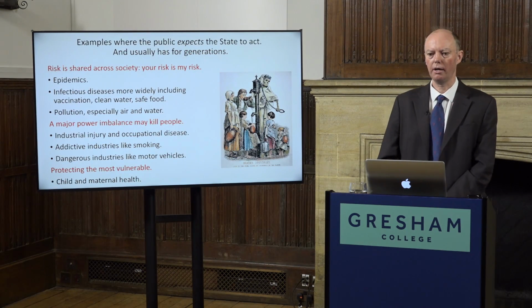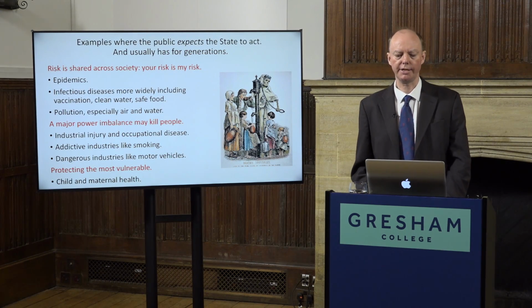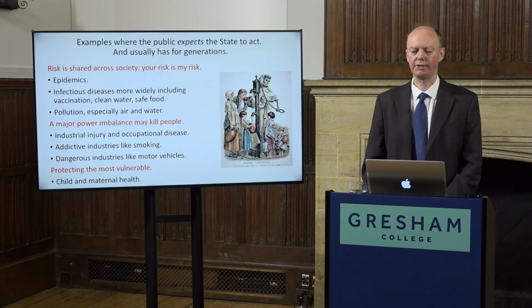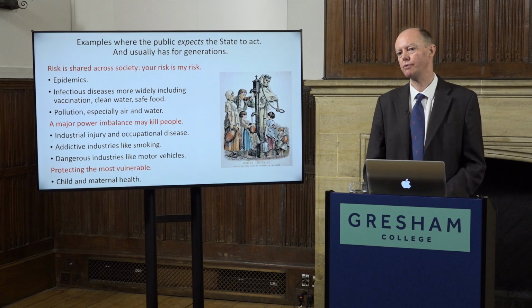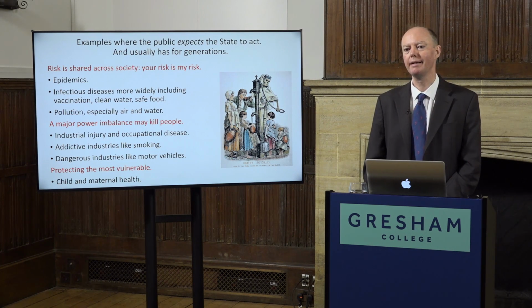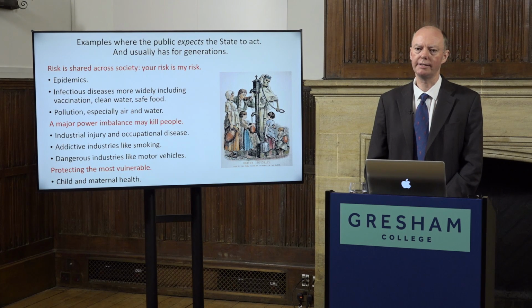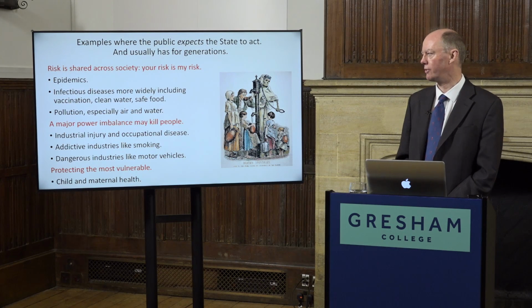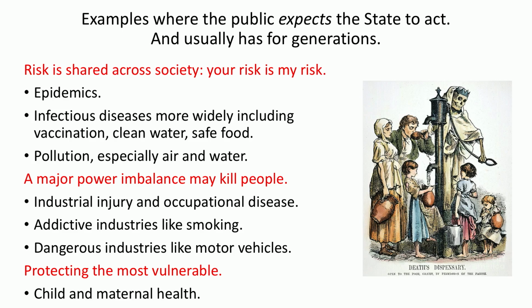So, and then the other one, as I talked about earlier, was mass vaccination. So these are the areas where the public expects the state to act, as revealed by what has been done over usually centuries, or certainly decades, and has gone through Parliament and other democratic processes. Where risk is shared across society, your risk is my risk, epidemics, infectious diseases, pollution, where there's a major power imbalance which may kill people, and where it's about protecting the most vulnerable.